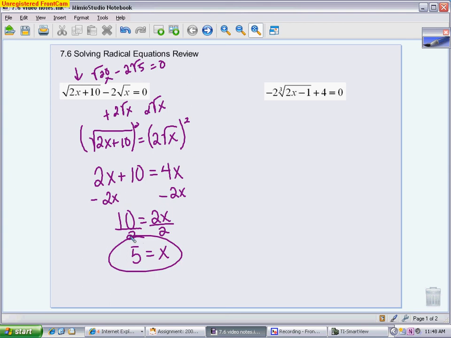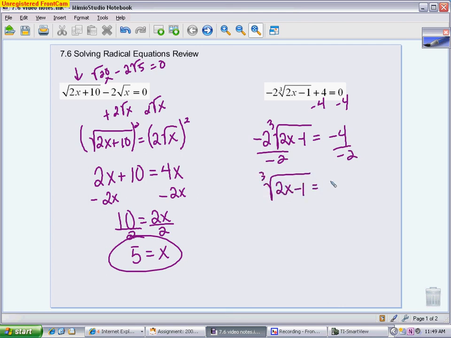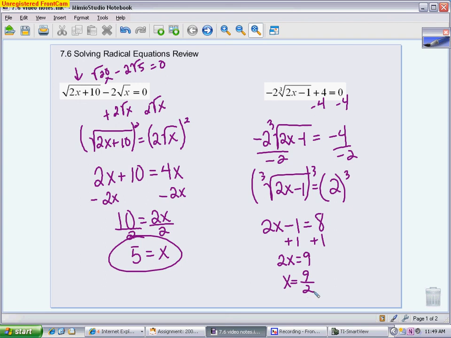For the next one, we want to isolate the radical, so the first thing I'm going to do is subtract 4 from both sides. So I have negative 2 times the cube root of 2x minus 1 equals negative 4. Then I want to divide both sides by negative 2. So I get the cube root of 2x minus 1 equals 2. Then I want to cube both sides. So I get 2x minus 1 equals 8. Then add 1. So 2x equals 9. And divide by 2. We get x to be 9/2 or 4.5.